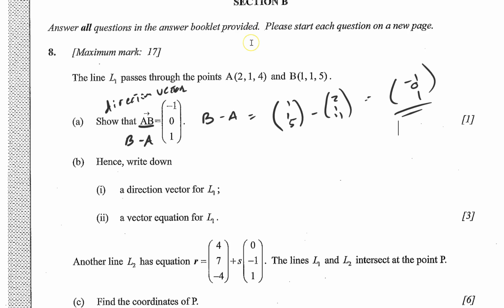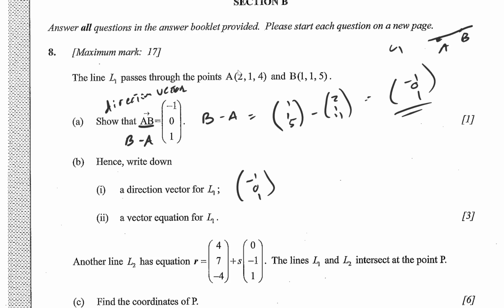And now, hence, write down a vector. Let me go back to this. The line L1 passes through A and B. So they're saying you have some line called L1 that has the point A on it and the point B on it. Hence, write down the direction vector of L1. So that's literally just the thing we just found. When you have two points like that, that's a direction vector. So my direction vector here is -1, 0, 1. Done.